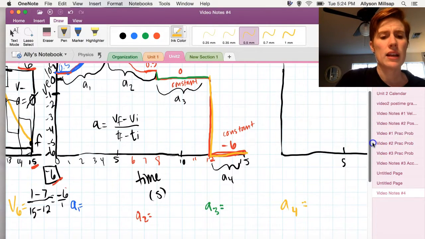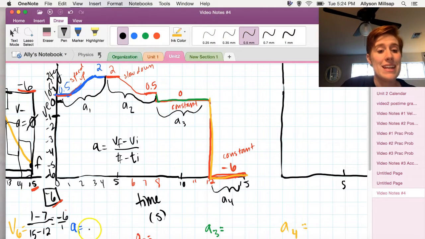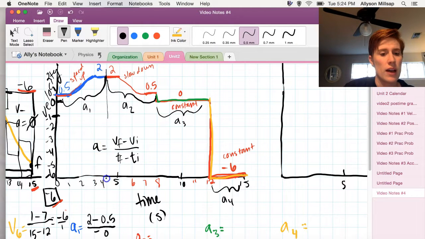So let's calculate acceleration. Let's first look at the blue line. What was our initial speed? We started at 0.5. So that goes here. What was our final speed? It was 2. So 2 minus 0.5. Now we have to divide by the change in time. What was our start time? It was 0. What was our final time? Well, it was right here at 4.